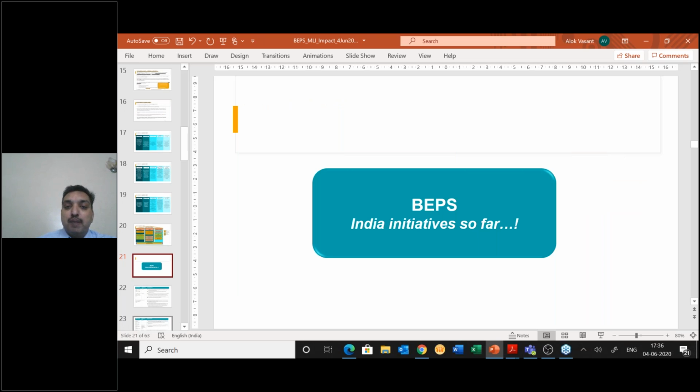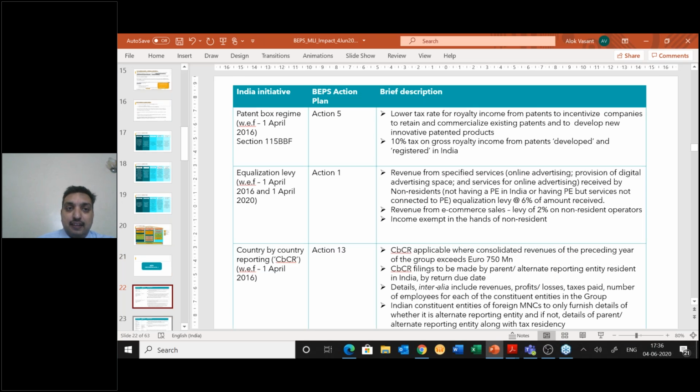So quickly on what are the BEPS initiatives that India has taken. Action Plan 5 talked about harmful tax practices. So one has to report any preferential tax regimes that the country has. And so India has introduced patent box regime, which is in section 115BBF. And this is basically a regime to encourage patents to be registered in India.